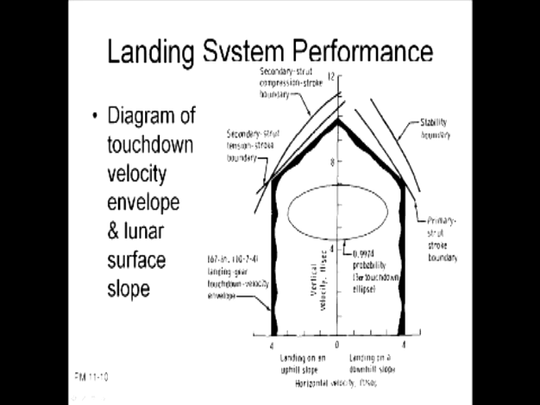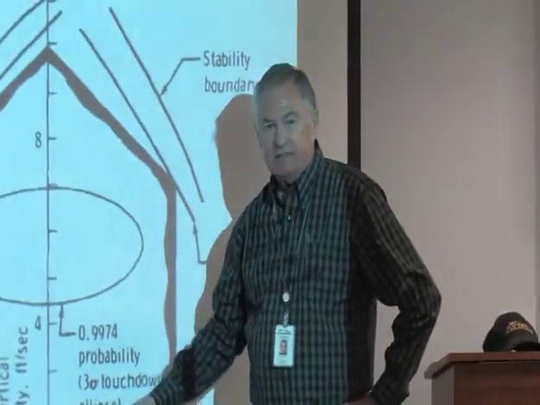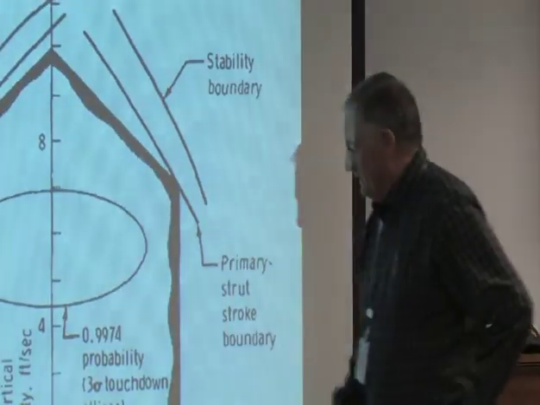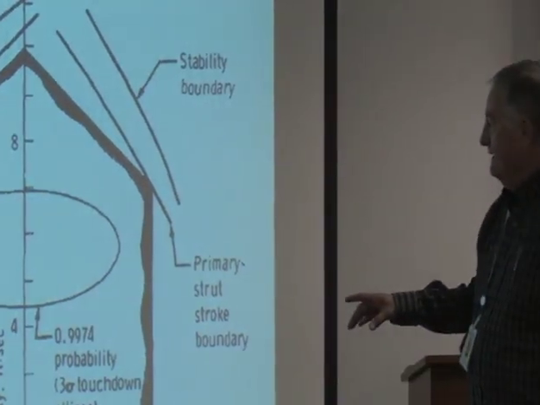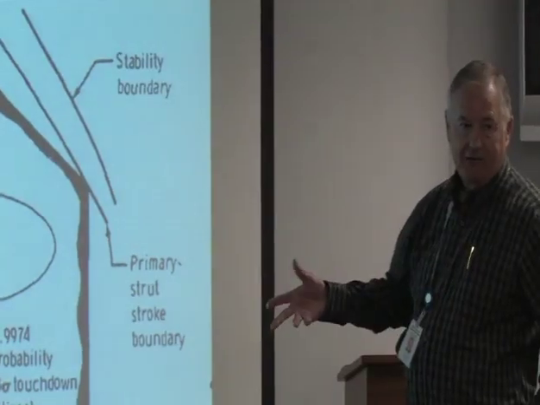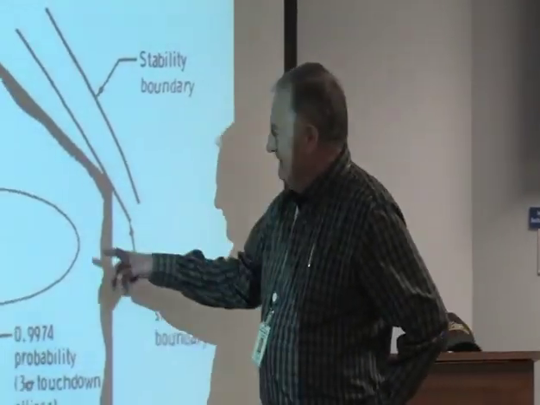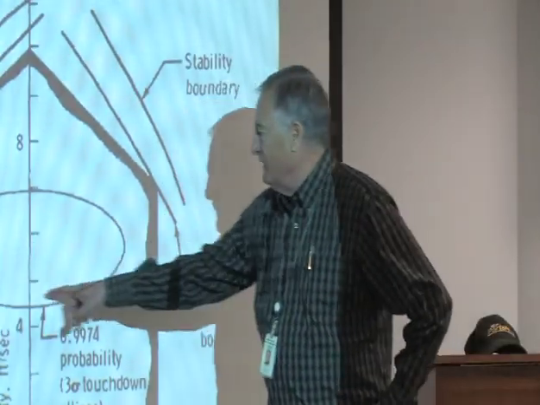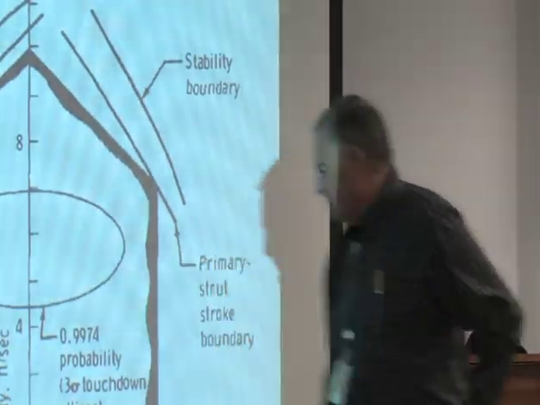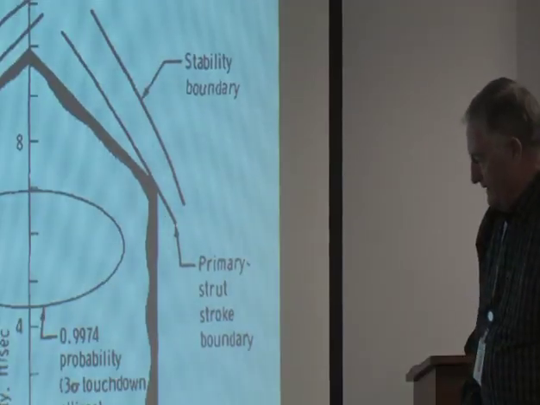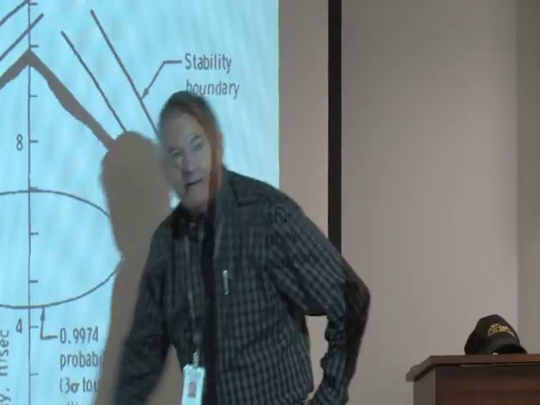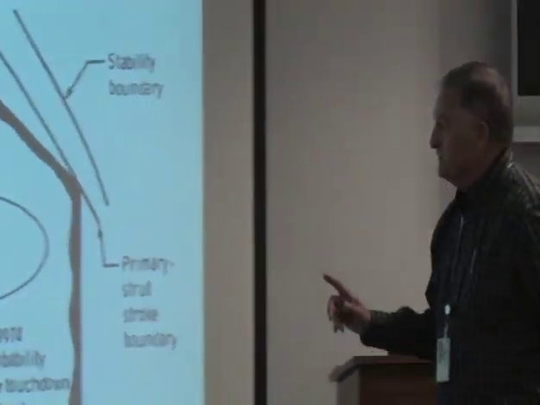Now here's our velocity envelope. The vertical line is sink speed, and the horizontal line is horizontal velocity. We did all our Monte Carlo analysis, and we said, okay, you had 9974, you're going to land in this envelope, in this spot right here. Well, where he landed was right there. And we're going to talk about that some more too.